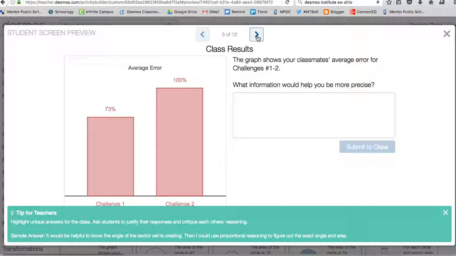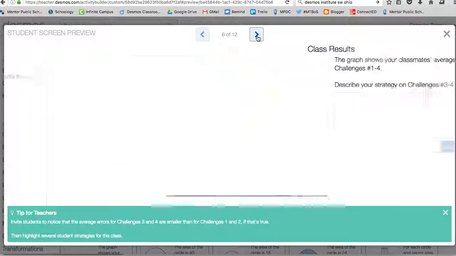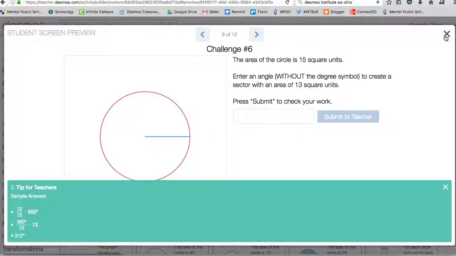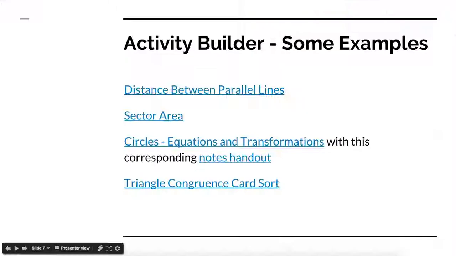It's going to show us the class average error, which is definitely a feature not available when you're creating your own. Looks like we go through something similar here for arc length, and so on. So that's obviously an awesome application of using Desmos for a geometry lesson, sector area and arc length.